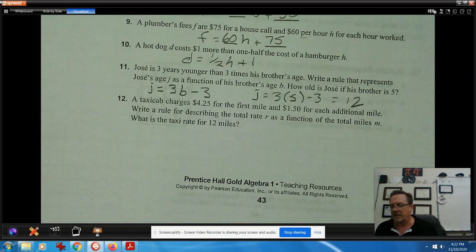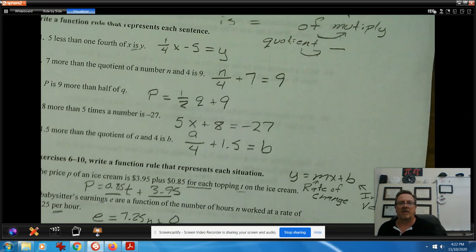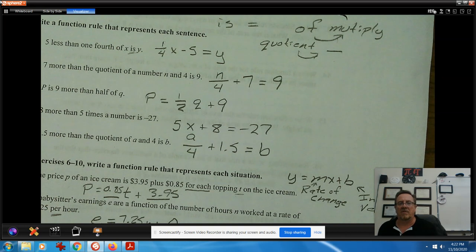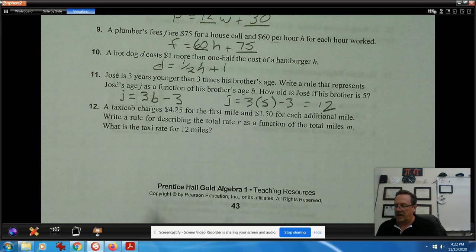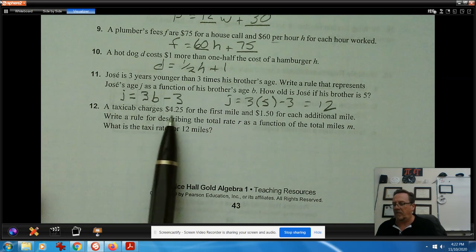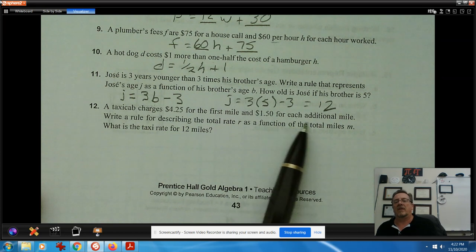Number 12 is a little bit tricky as well. Let me step you through this one. First of all, remember we're trying to get something that looks like y is equal to mx plus b. And by the way, all these up here look like y equals mx plus b too. But anyways, let's think about how this works. A taxi cab charges $4.25 for the first mile and $1.50 for each additional mile.